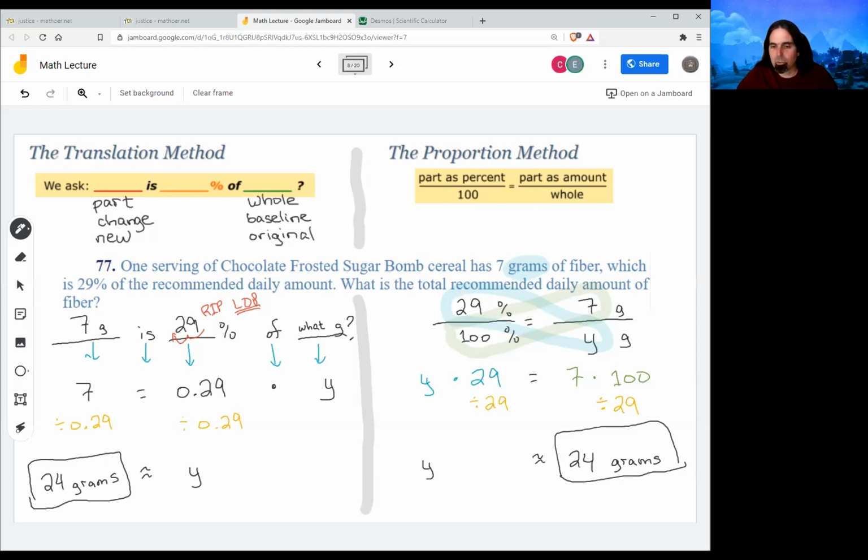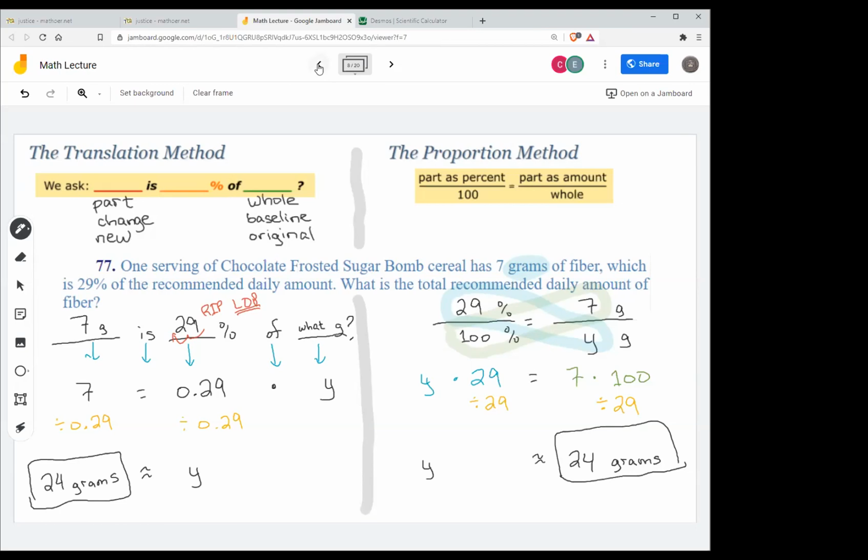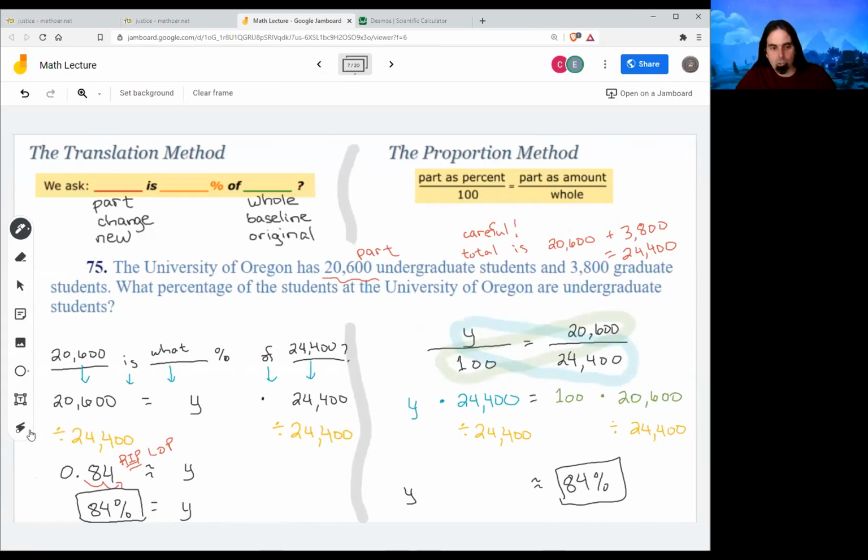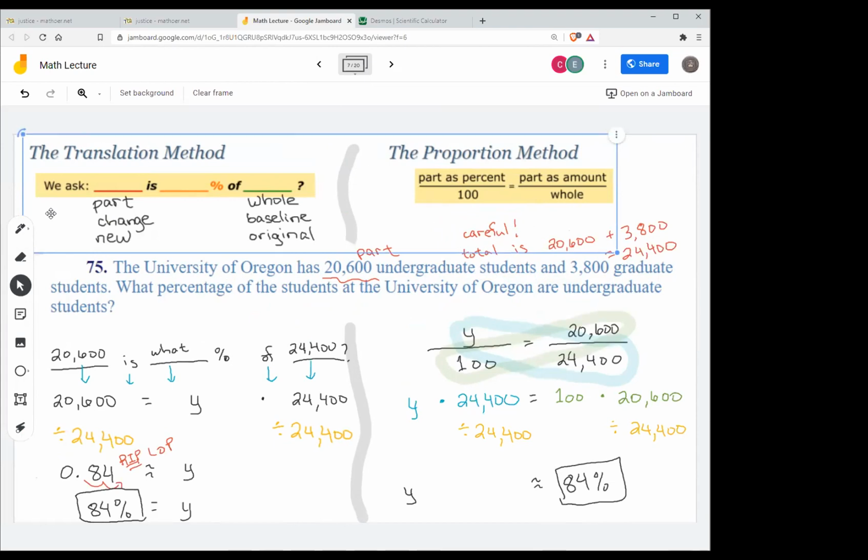Questions about either of those? I'm good. This one was tricky because they didn't give us the total. Are you ready for a tricky one? Yeah.